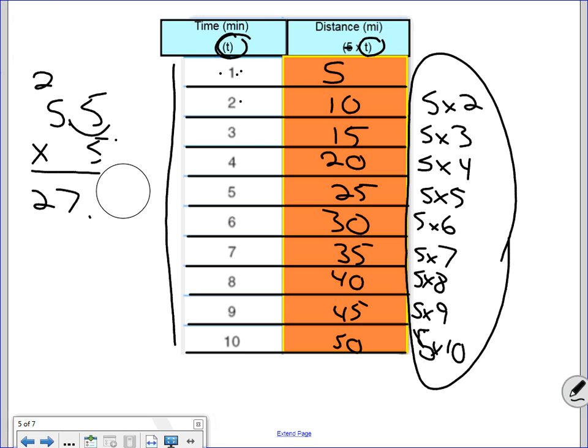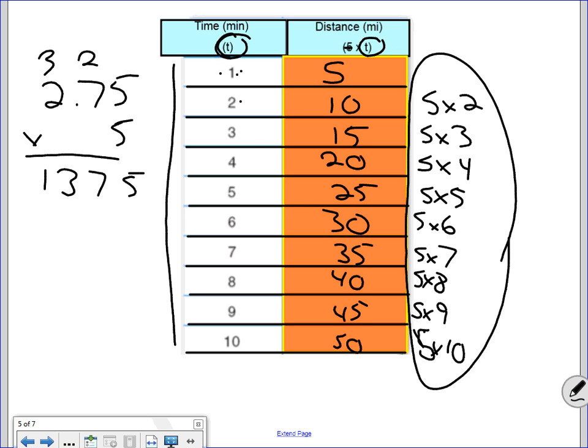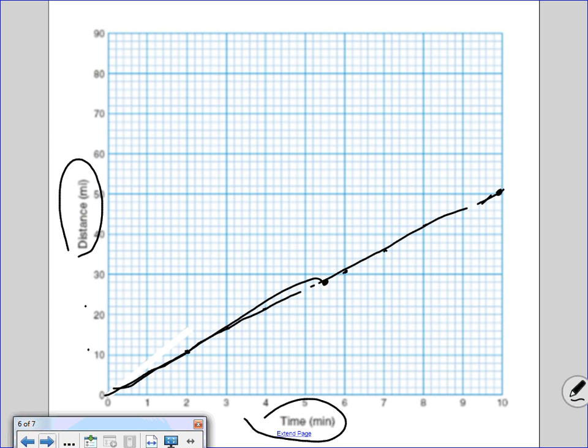Let's say at 2.5. Actually, let's go 2.75. Okay. So at 2 minutes and 45 seconds, that's what 2.75 would equal, times 5 miles per minute. 5 times 5 is 25. 7 times 5 is 35, plus 2 is 37. 5 times 2 is 10, plus 3 is 13. 2 numbers after the decimal. So at 2.75, it went 13.75. So 2.75 would be right here, at about 13, right there in that area. See how it lands right on the line.